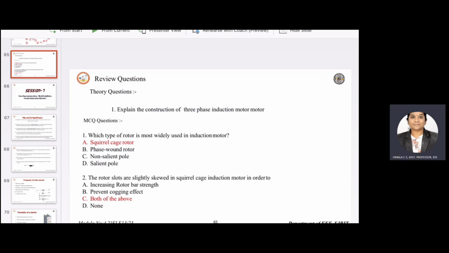Which type of rotor is most widely used in induction motors? Squirrel cage, because it is cheaper in cost and maintenance is easy. The rotor slots are slightly skewed in squirrel cage to increase the rotor bar strength and prevent the cogging effect. So both of the above.